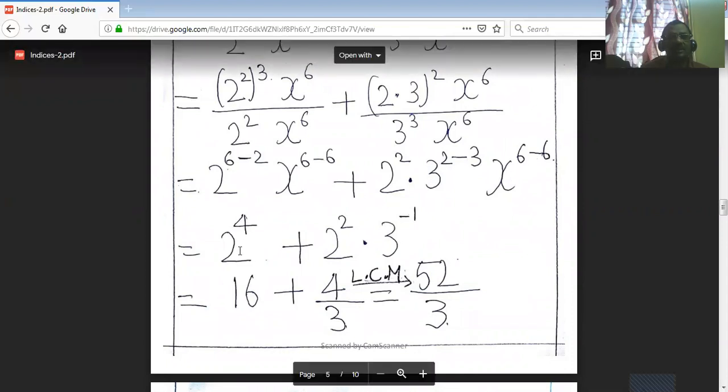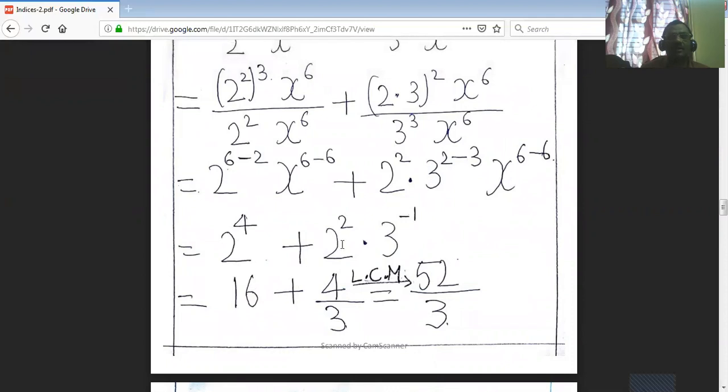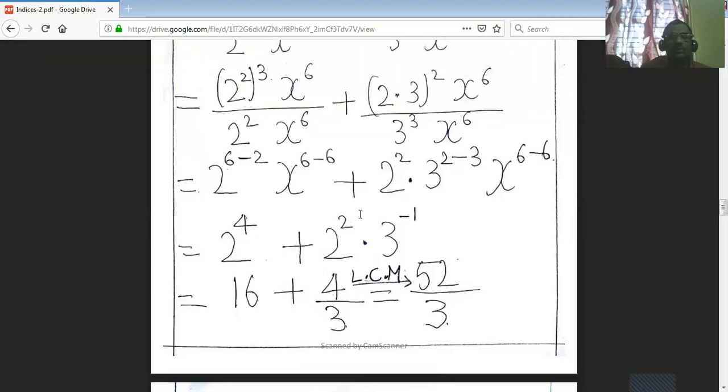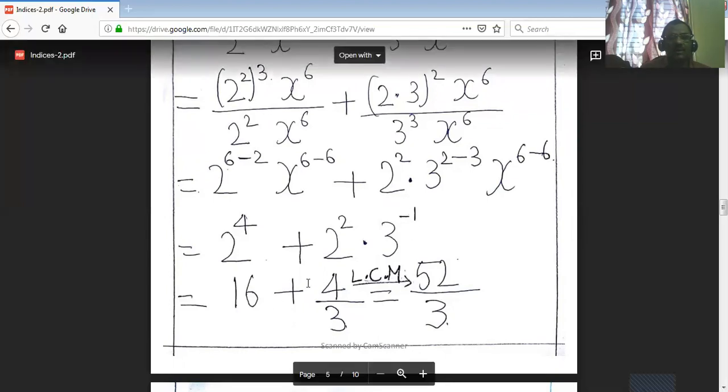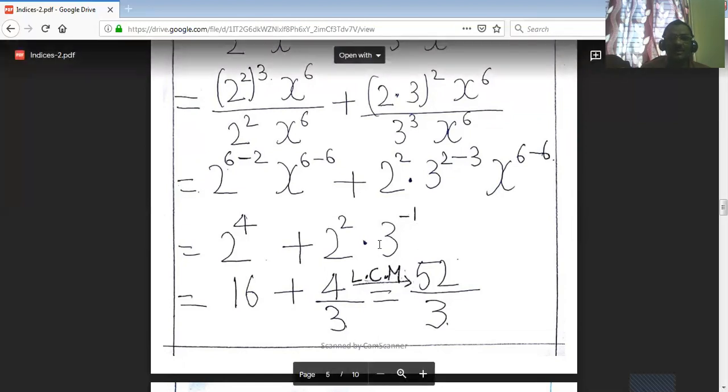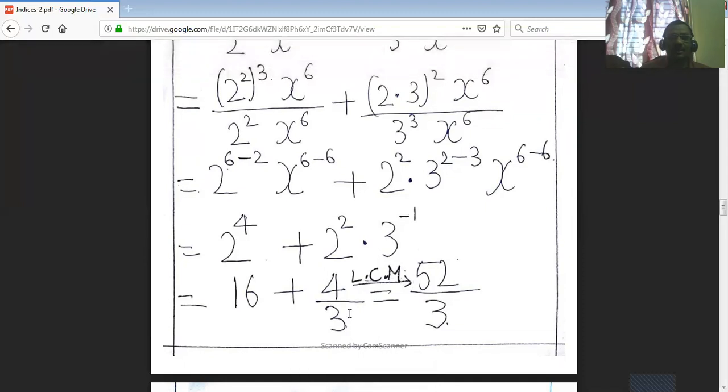Now 2 power 4 is 16 and 2 power 2 is 4. Now the answer is 16 plus 4 into 3 to the power of minus 1, which is 16 plus 4 divided by 3. A to the power of minus m can be written as 1 by a to the power of plus m. And now 3 power minus 1, you can take it to the denominator, and it becomes a to the power of plus 1.